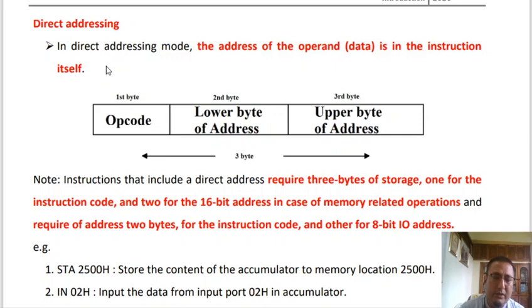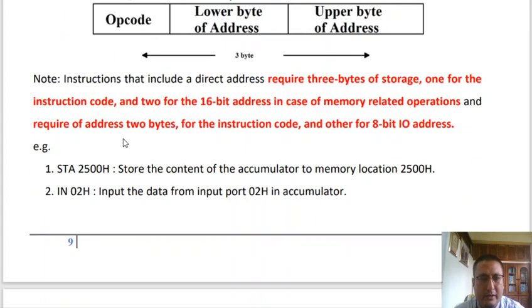So whenever we are working with memory, we require 3 bytes, and whenever we are working with IO devices, we require 2 bytes because we have a 1 byte port address, right? So this is very much important. In direct addressing mode, the address of the operand is specified in the instruction itself. Whenever you're working with a memory location, we require 3 bytes, and whenever you're working with IO devices, we require 2 bytes.